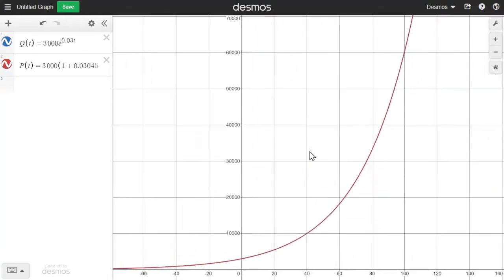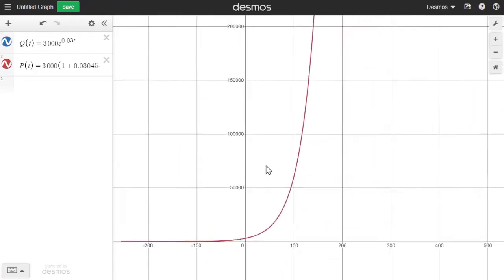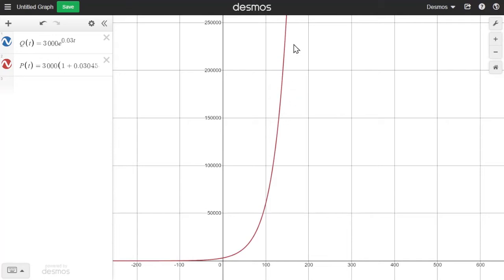And for a very far zoom level, the two graphs still look exactly on top of each other. I mean, they coincide with each other like that, because they are the same.